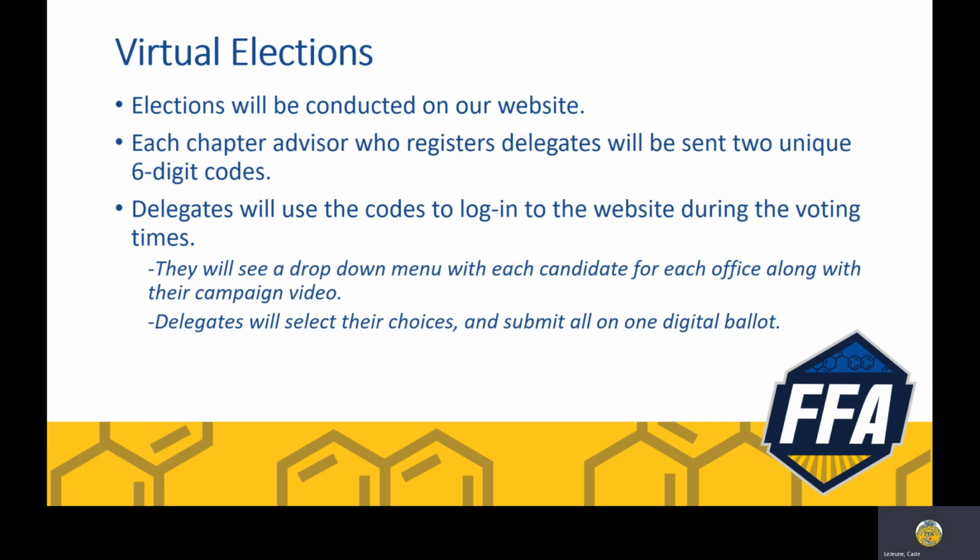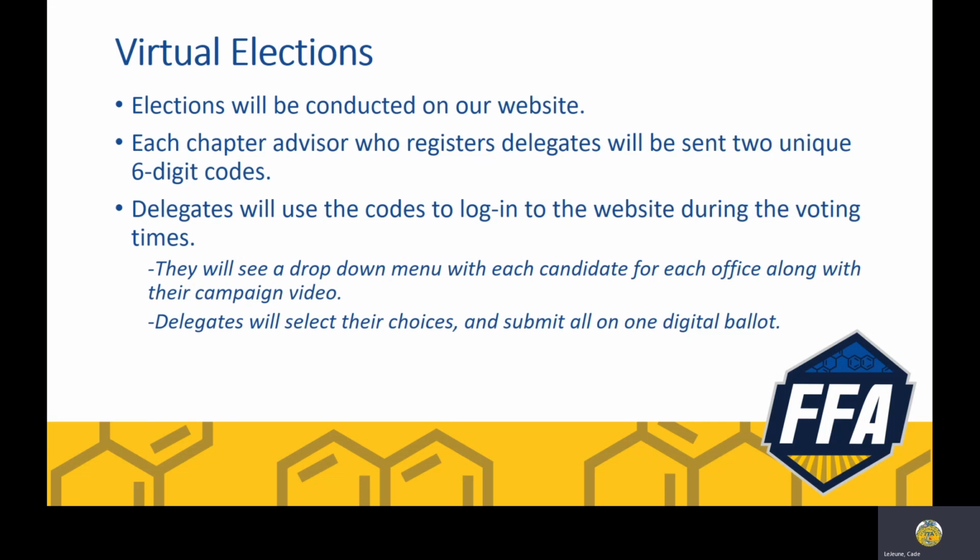So again, these elections will all be conducted on our website. All that you and your delegates have to do is go to laffa.org and find the state officer election page, which again, we will have plenty of red banners on the home page of the website, so you'll know exactly where to go. Each advisor, again, is going to get those 2 unique 6-digit voting codes, which you'll then share with your delegates before the election process starts. They will use those voting codes to get onto the website during the voting times.